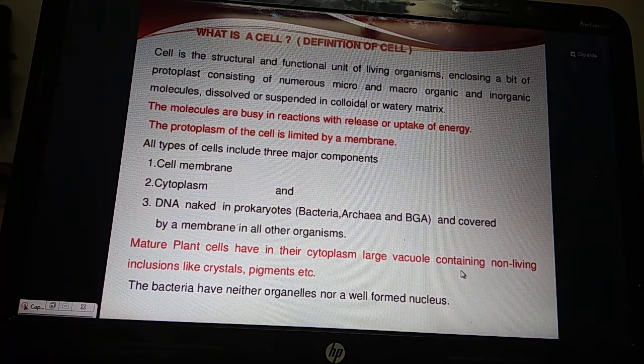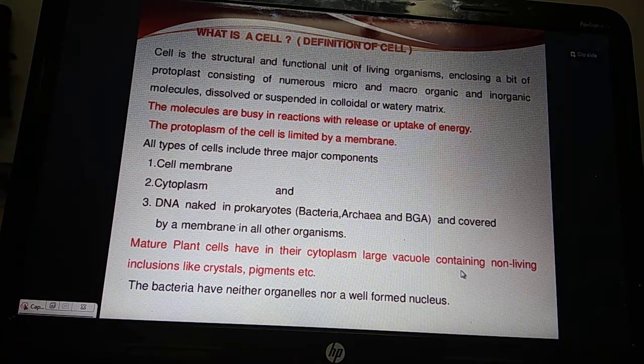So cell, that is a structural and functional unit of life, contains many micro, macro, organic and inorganic molecules, and different organelles present in it. They are suspended in colloidal or watery matrix. Then molecules are busy in reactions with release or uptake of energy. Protoplasm of the cell is limited by the membrane. So outside there is a cell membrane.